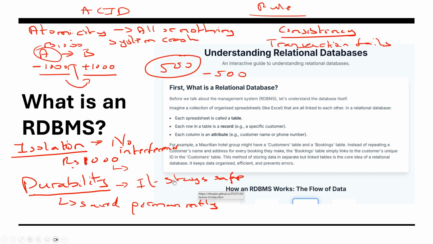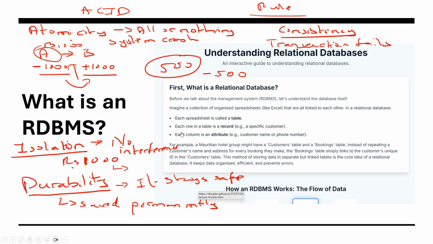After 1 second, there is a power crash. Before 1 second, it was successful. Now, after 1 second, there has been a crash, and then you see that the transfer has been reverted back to what it was before. No, that's not possible. Through durability, it ensures that once committed, the change stays in the database forever. The moment that you have committed, the change stays in the database forever.